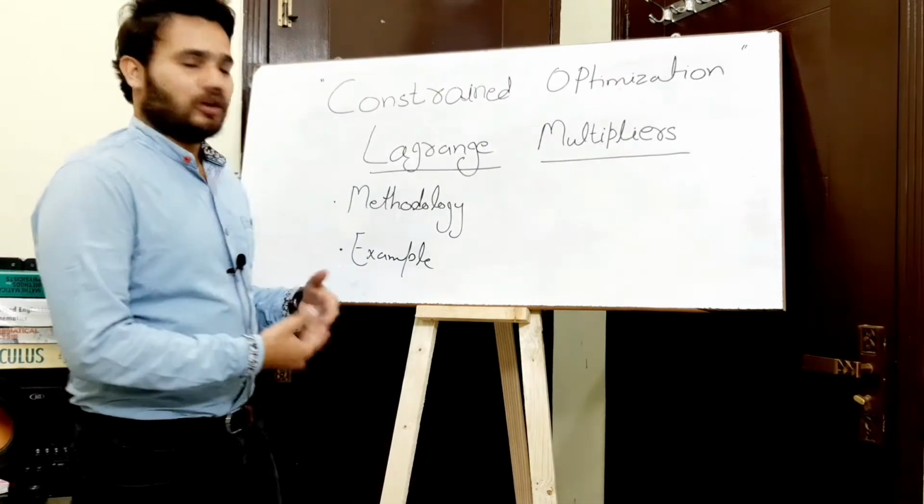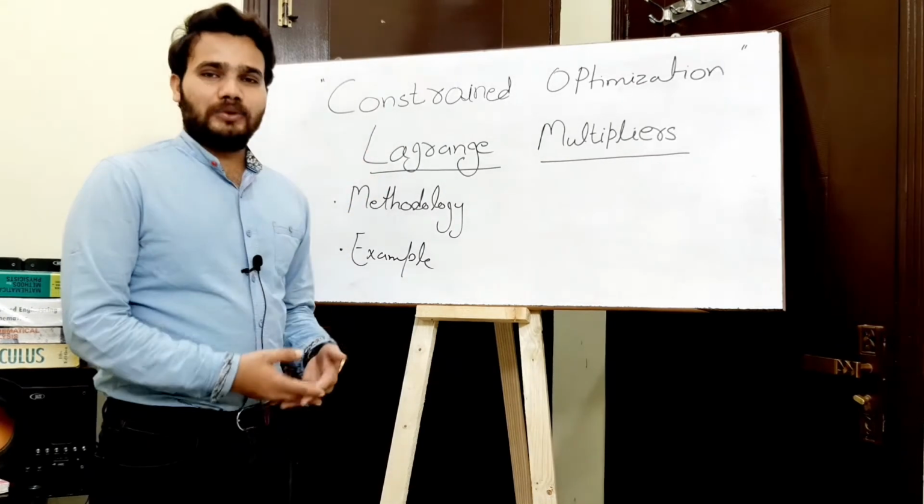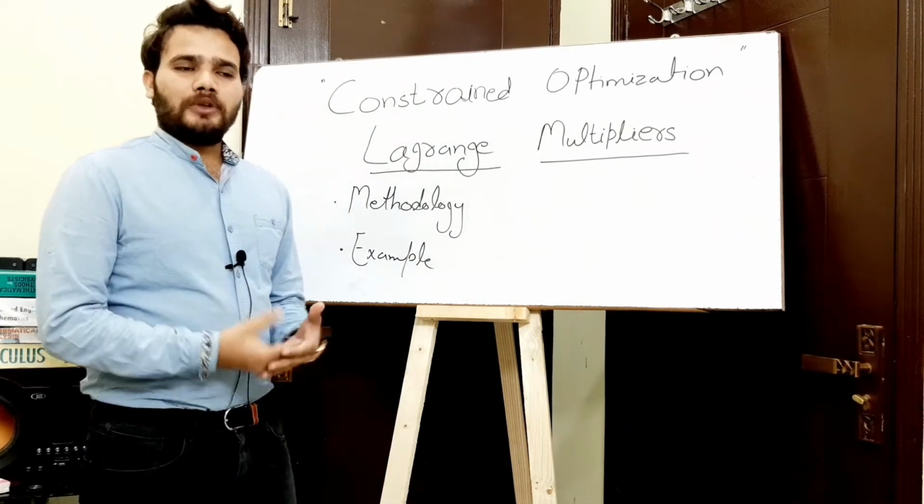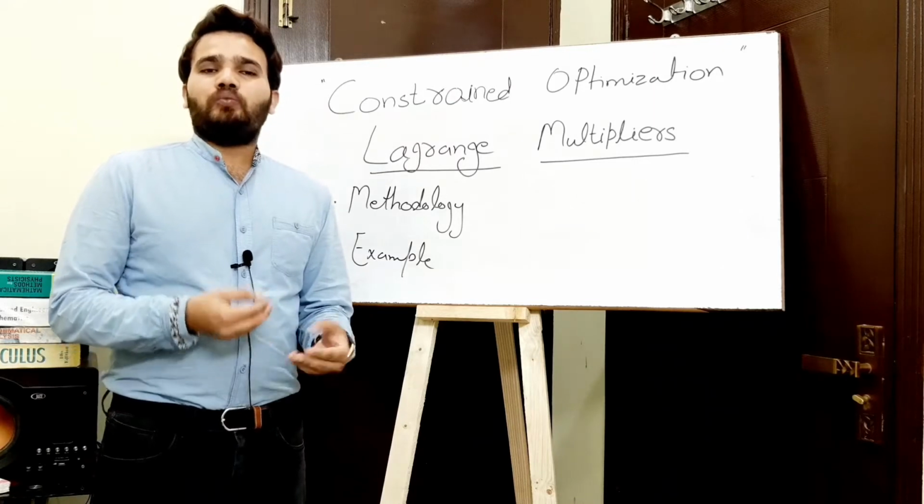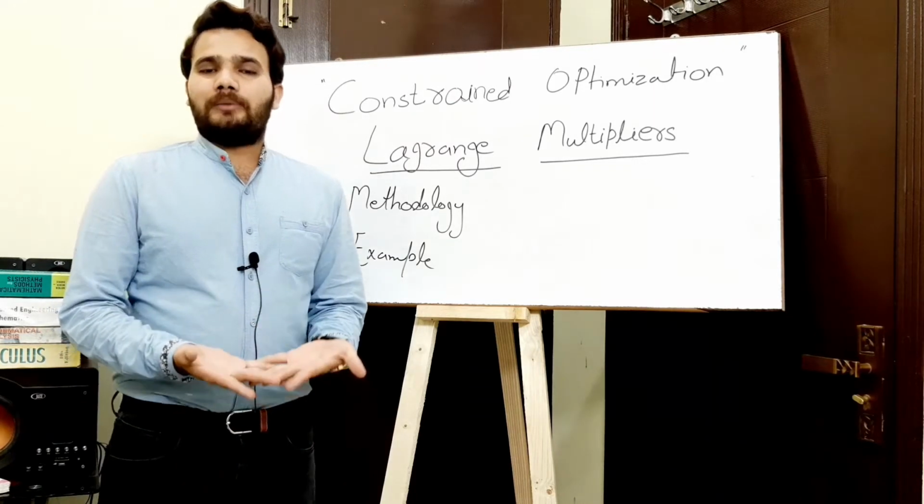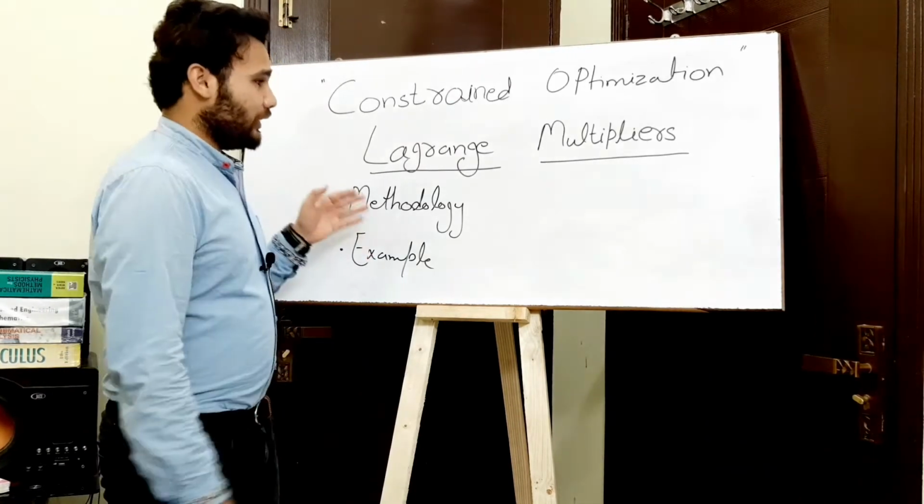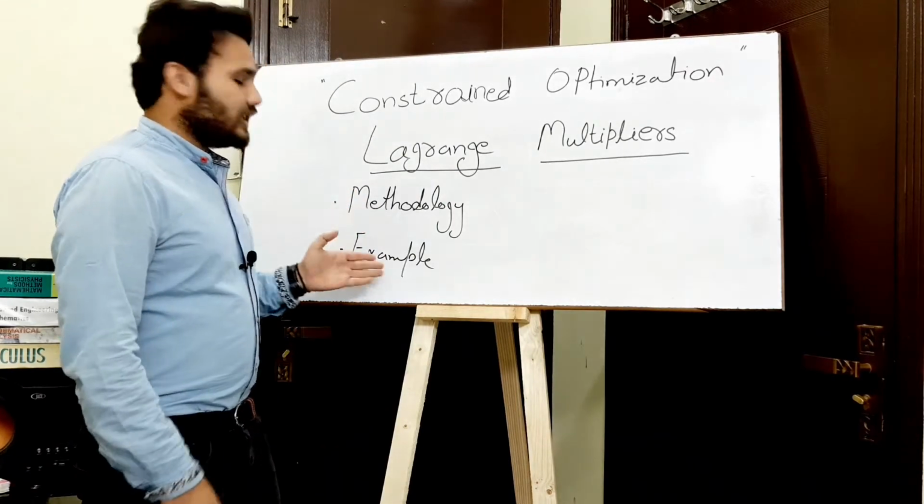So here we have a new topic, Lagrange multipliers, which is a part of constrained optimization. Optimization is a field where we want to maximize or minimize our model in terms of the desired result. So the contents of the video are methodology and an example.